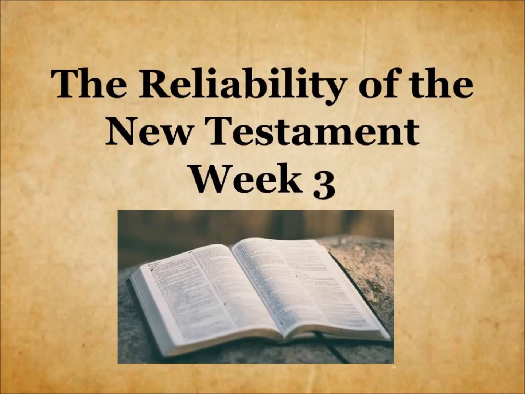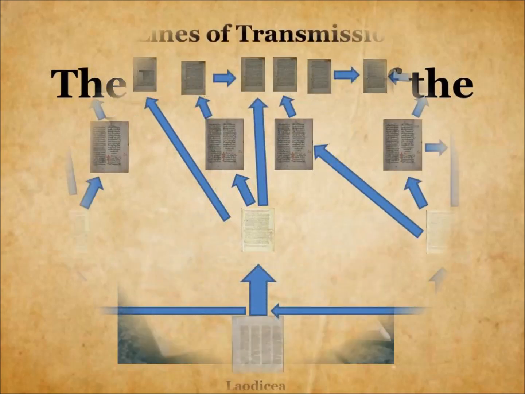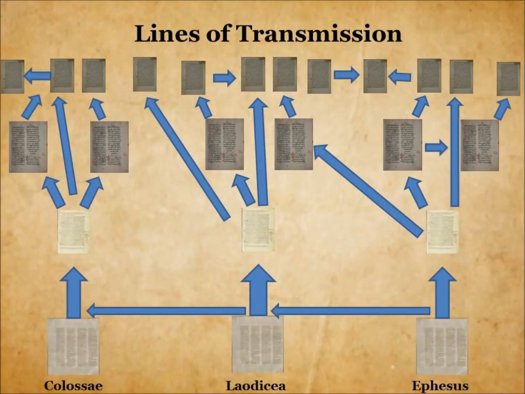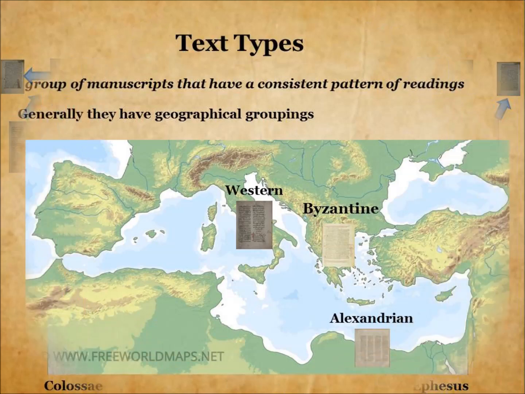So, brief review before we get into this. Lines of transmission. Hopefully you remember this slide from previous weeks. This is simply explaining that there are multiple lines of transmission that happen with the New Testament books. As a letter was sent, it was copied by multiple different churches and multiple people. And so these different lines start coming into being. And so if there's an error in one line, you can start to examine it by looking at the other lines, and usually you can easily determine what the original reading was.